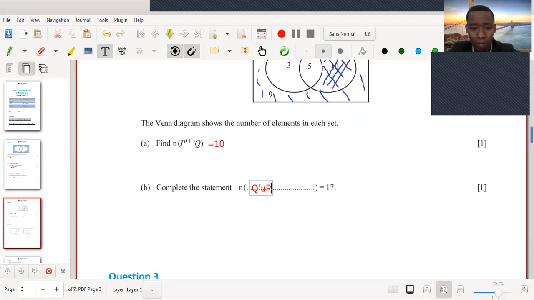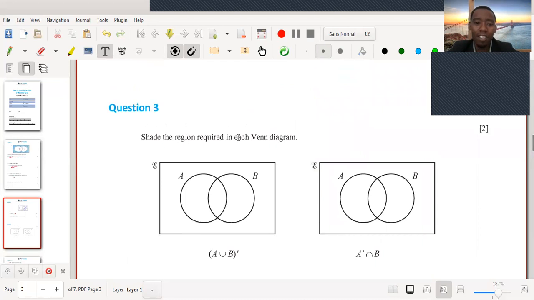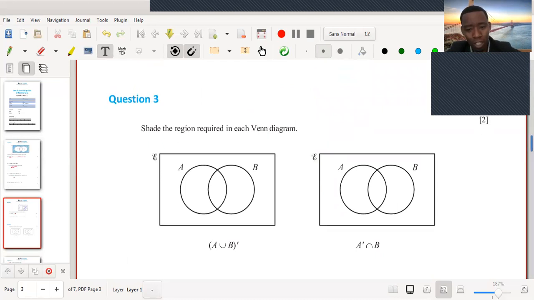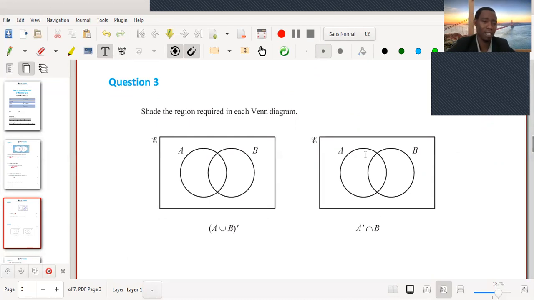Let's continue. Next point. Shade the region required in each Venn diagram. Now we're going to shade. At this time, I will use a highlighter. Let me use my highlighter, and I use my blue color here.